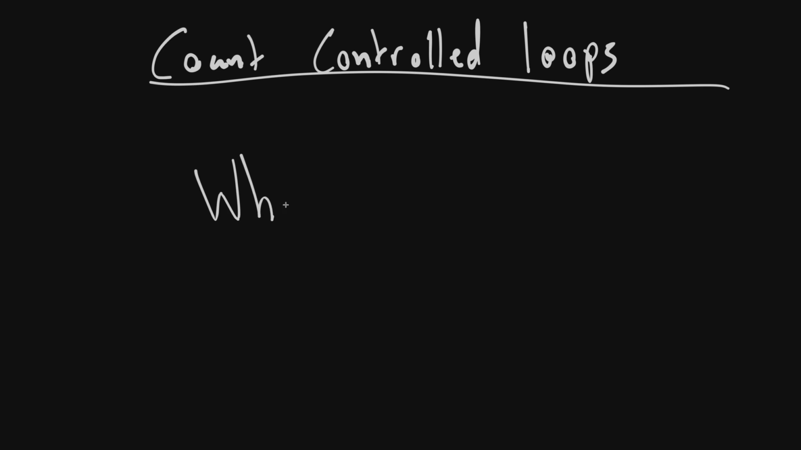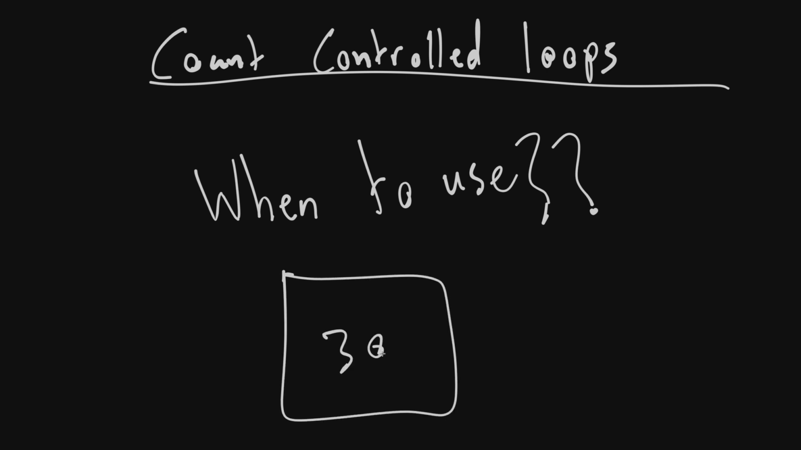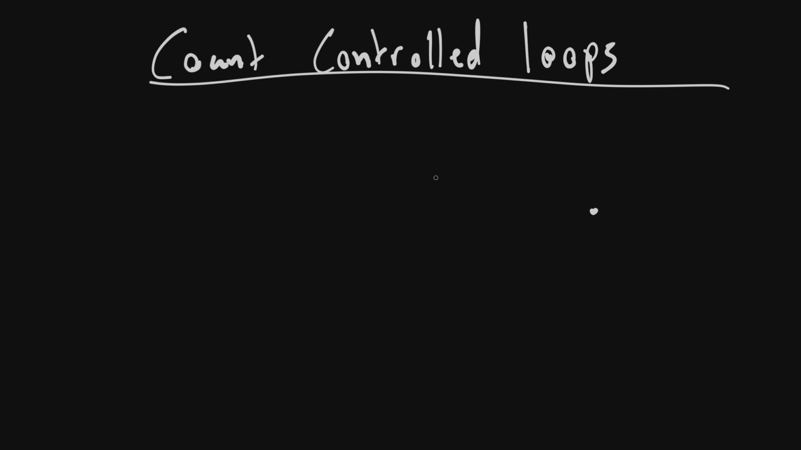We use the for loop when we know the number of iterations before we enter the loop. For example, I have a class of 30 students and I want to loop through each student in this class. Therefore, I'm going to use a for loop and loop 30 times on this class.